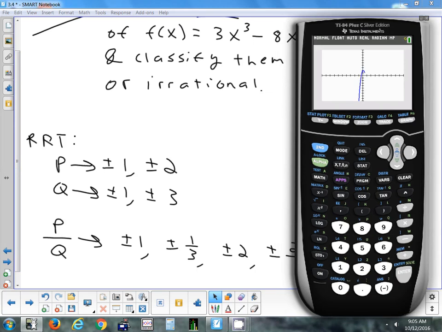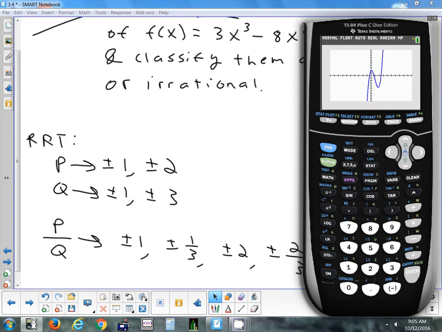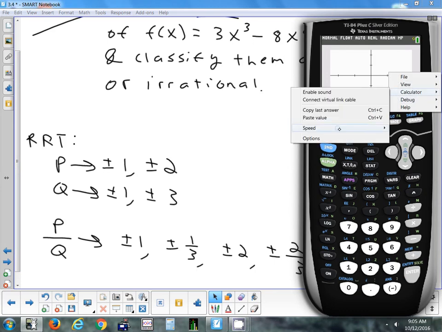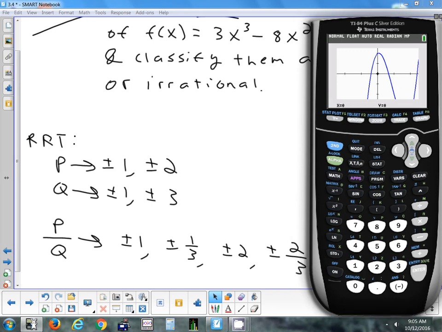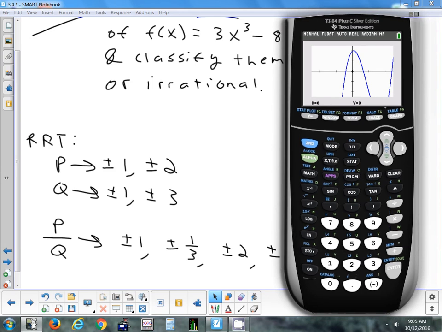Okay, so let's just zoom in a little bit. Looking at that graph and our possible rational roots, does anybody have what they think would be a reasonable guess for a rational root? Positive 2/3. What I like to do too is check it. I'll just hit trace, type in 2/3.